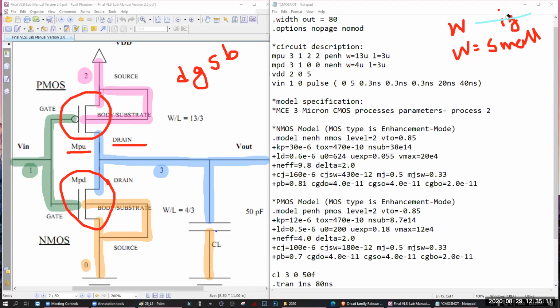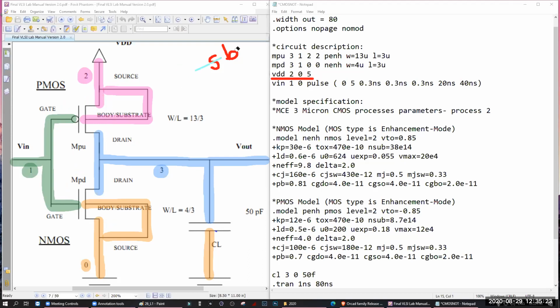Next, VDD. Where is the VDD connected? Number 4 and number 2, the source. Where is the other pin of VDD? 0. That's why 2, 0. And what is the value of the battery? Let's say 5 volt. That's why 5. Since it is DC, you do not have to write anything. You can just write only 5. 5 means DC. Or you can write 5 DC. Whatever, it doesn't matter. Only 5 is fine.